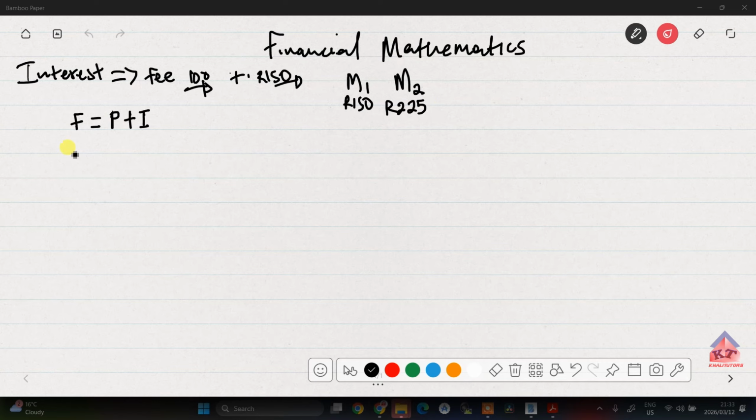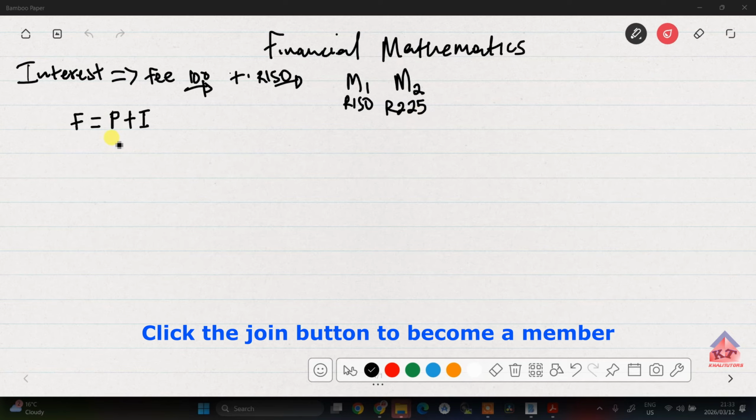Okay, in terms of financial mathematics, we have established that there is such a relationship, and it is represented like this. We say the interest is calculated by taking the principal amount, then the interest rate, and then time in years. From this equation, the interest rate here is in decimal.